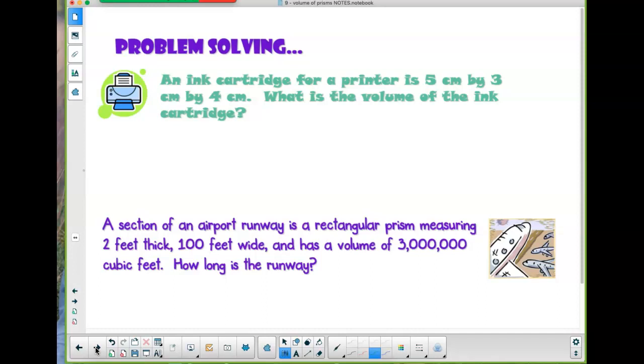Okay, so this says it's an ink cartridge for a printer. It is 5 centimeters by 3 centimeters by 4 centimeters. What's the volume of the ink cartridge? So it's a rectangular prism. I draw a rectangle. This is how I do it. And then I draw another rectangle, and I connect them. Okay, I'll do it again. I draw a rectangle, and then another rectangle kind of offset, and then just connect the corners. To me, that's a really easy way. We've got a box.